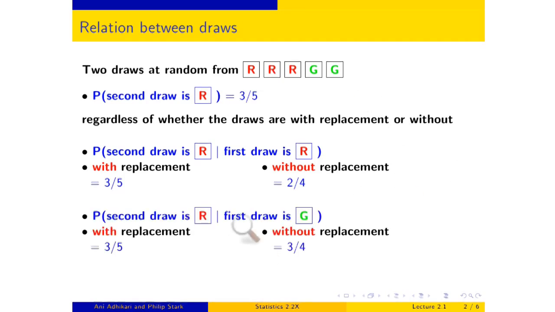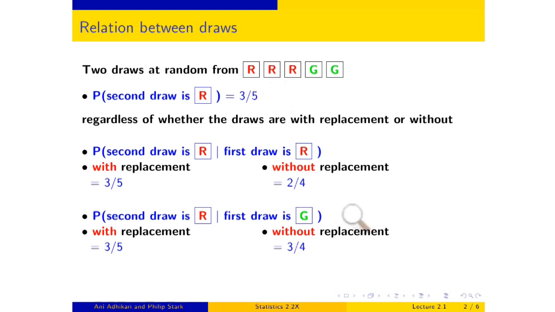And if, on the other hand, you drew green the first time, if you're sampling with replacement, you don't care what you drew the first time. You are always going to say the chance of red is 3/5. But without replacement, if you lost a green ticket, then you still have 4, but now 3 are red and 1 is green. So the conditional chance of red the second time is 3 in 4, different from the conditional chance given red.